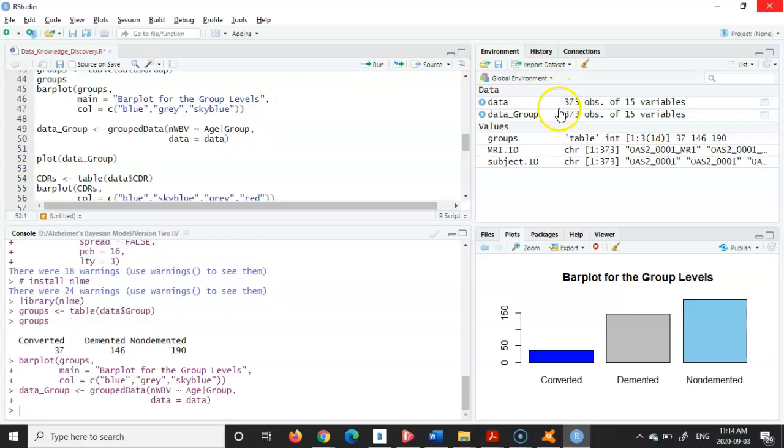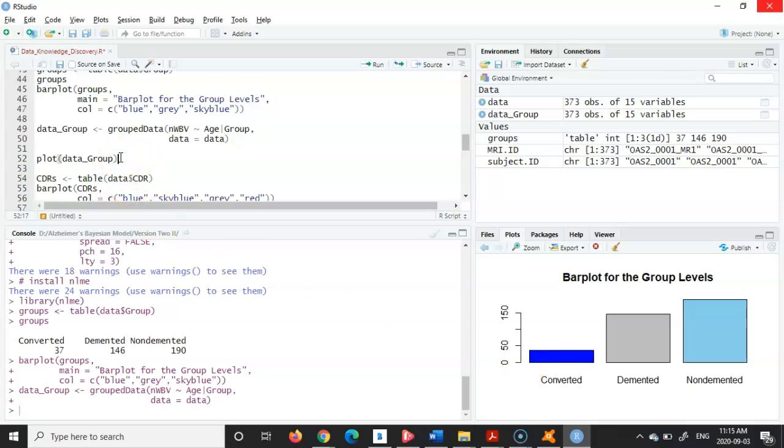I have an object created here, the grouped data. You see that essentially it has exactly the same dimension as the data itself, but this is grouped. And when you plot it, you're going to feel the usefulness of representing the data when you group it based on the groups that have three levels: converted, demented, and non-demented.